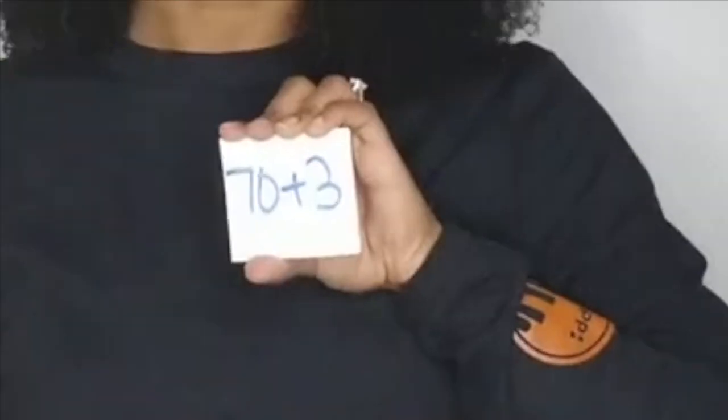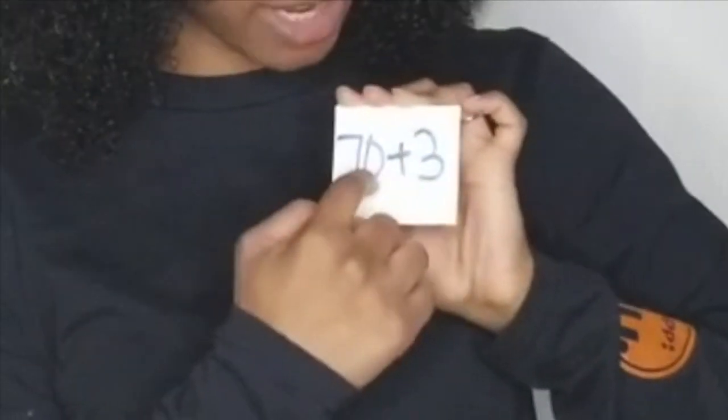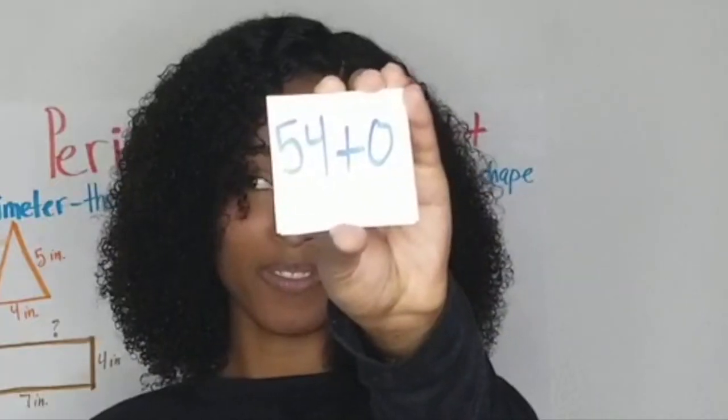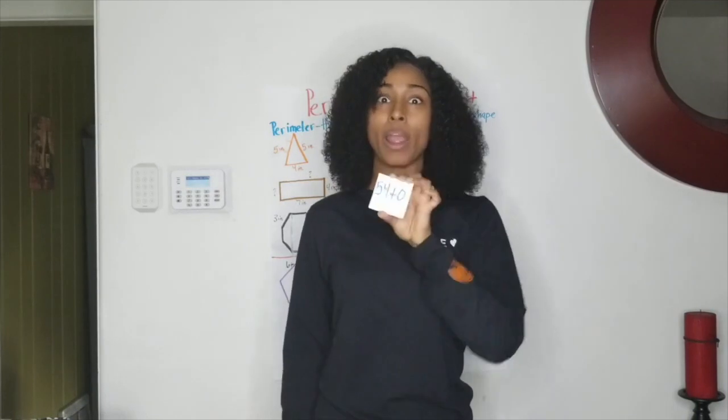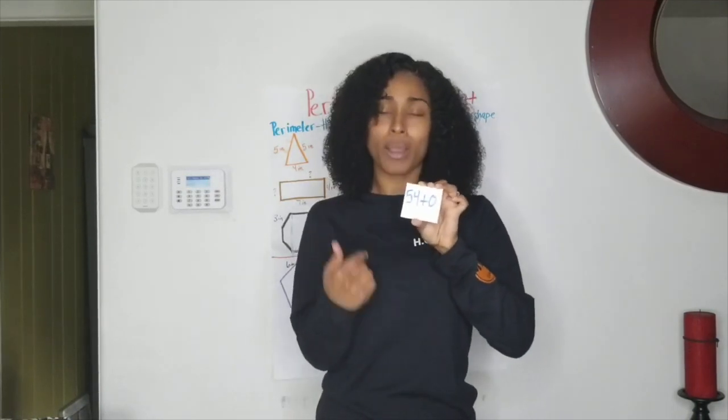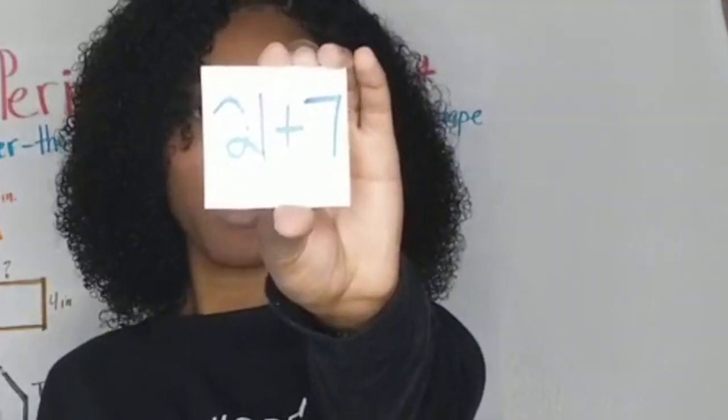What's the answer? Good, 73. I see the 0, so that 3 is gonna go right there in the ones place. All right, next one. 5 seconds. Go. What's the answer? Good, 54, because any number plus 0 is the number itself. All right, next one. What's the answer? Good, the answer is 28.